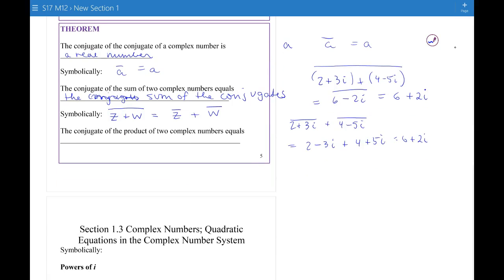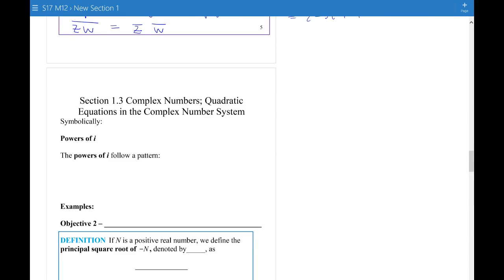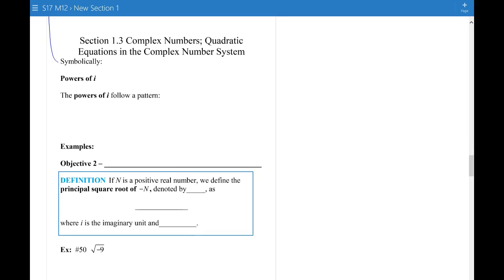And the conjugate of the product of two complex numbers equals the product of the conjugates. So if I have z times w and I do the conjugate of that, it turns out that's the same thing as if I do the conjugates first and then multiply together. And again, we could prove that to ourselves. So this goes up here, sorry. So powers of i, they follow a pattern, and I want to do that in class together so that we look for the pattern together.